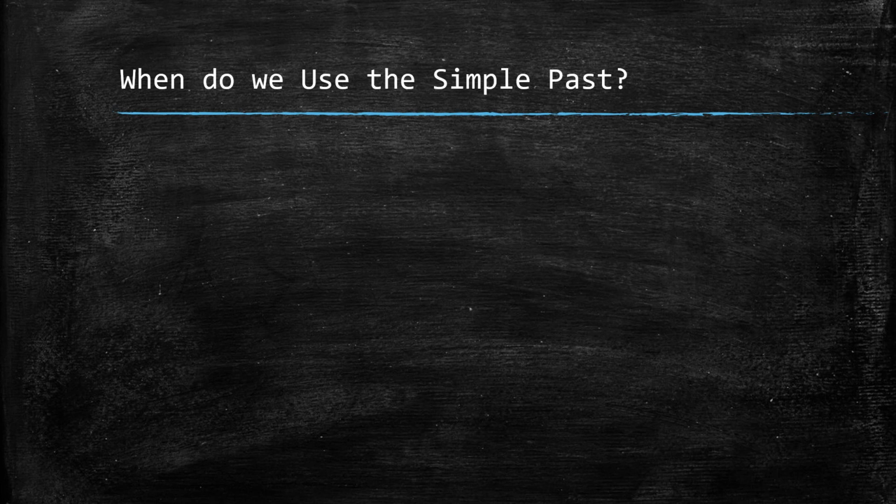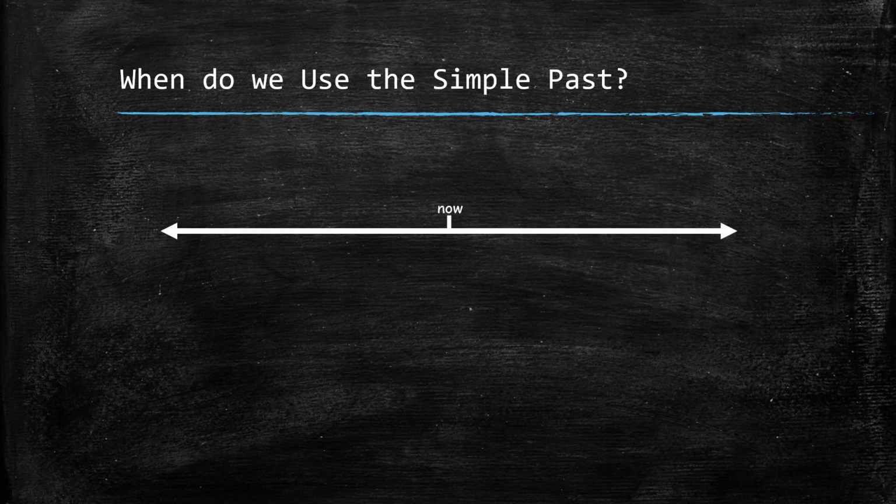To answer this question, we can look at a timeline. In the middle of this timeline, you see the word now. That means that's the moment right now, as I am talking. And as you know, we call that the present. We have talked about it in our last two videos, the simple present and the present progressive. But today we are talking about the past. And that means we talk about situations that happened before now. That includes 5 minutes ago, yesterday, 10 years ago, or even 10,000 years ago.